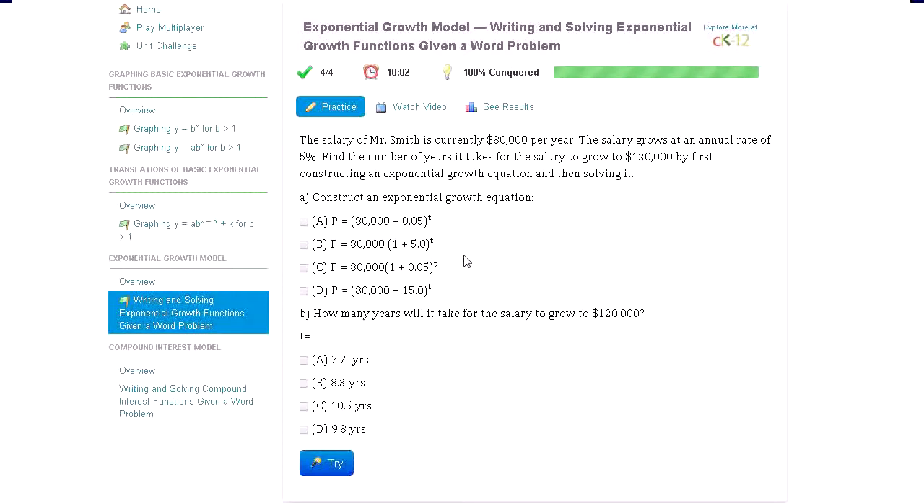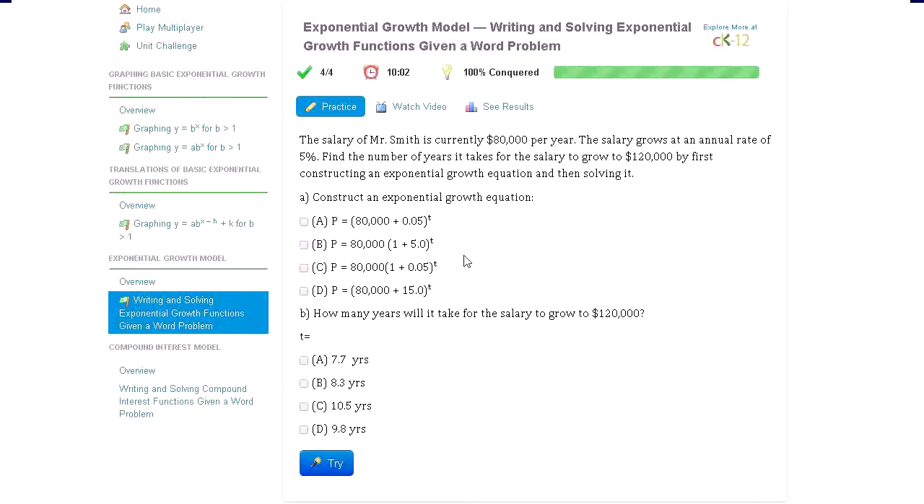So the question is, the salary of Mr. Smith is currently $80,000 per year. The salary grows at an annual rate of 5%. Find the number of years it takes for the salary to grow to 120,000 by first constructing an exponential growth equation and then solving it.